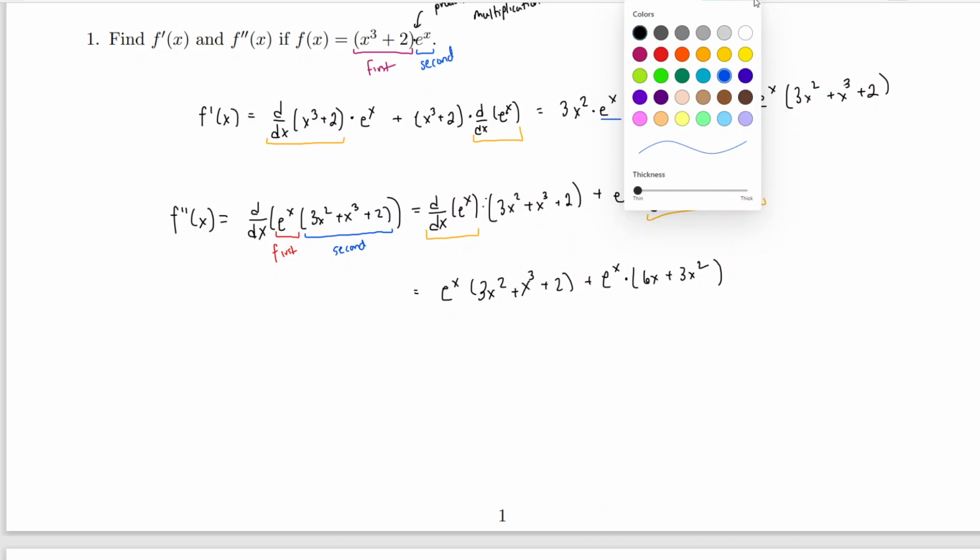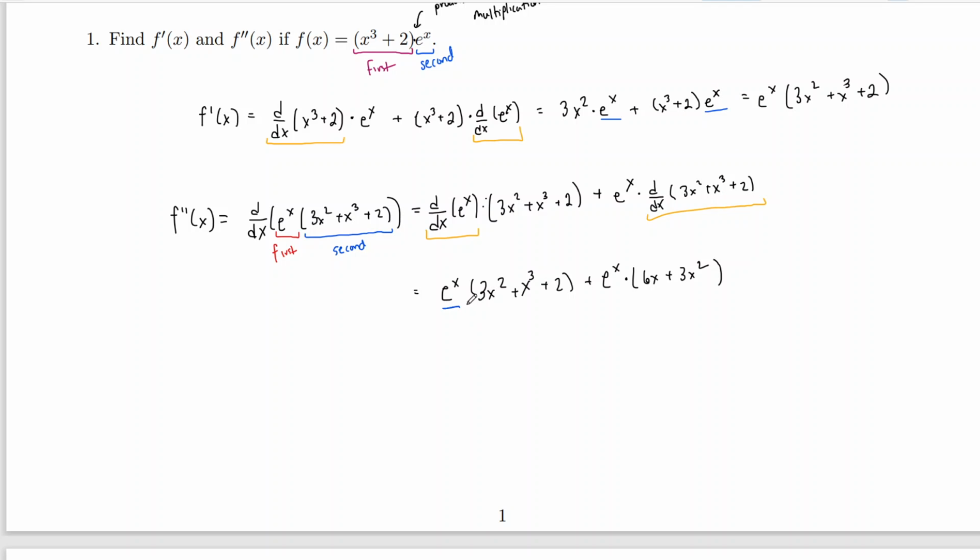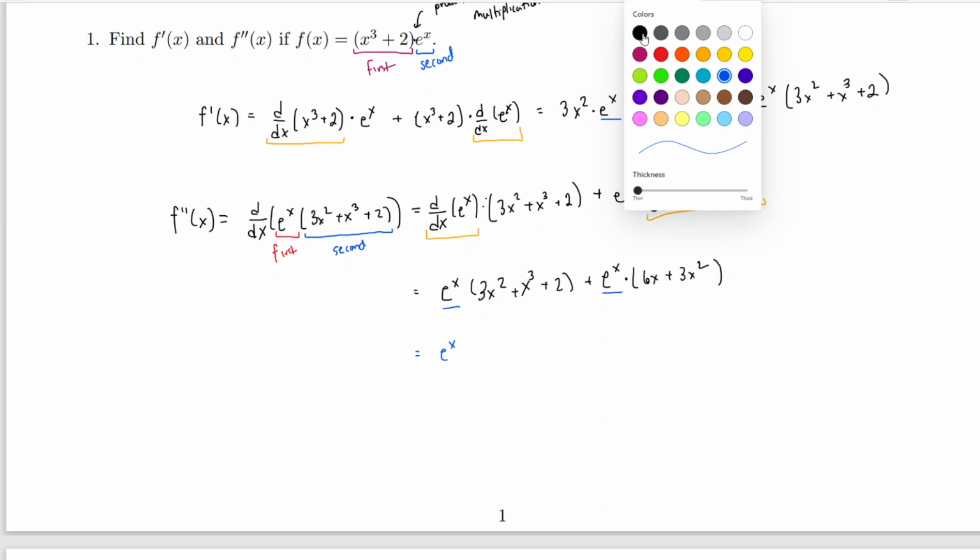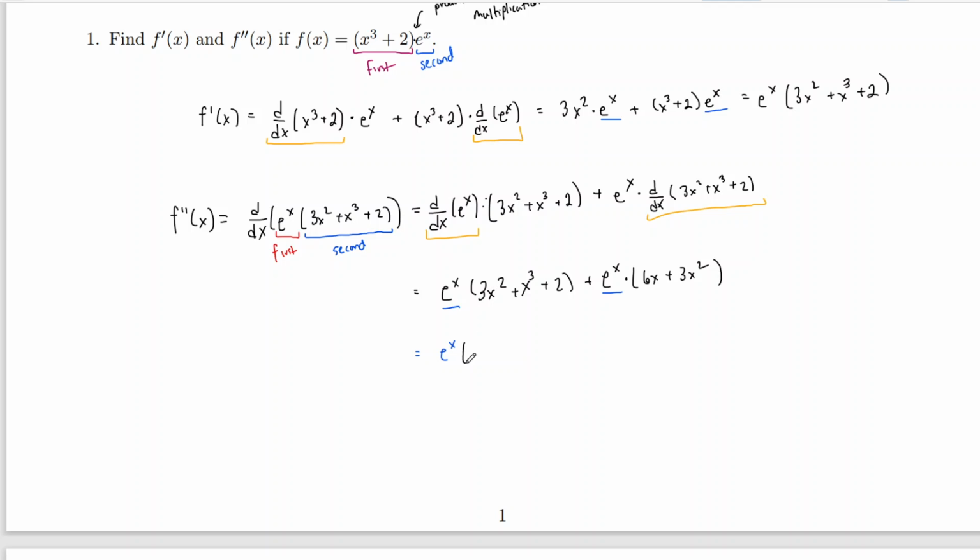But once again, we have an e to the x in common. And if you did more and more derivatives with this, because the derivative of e to the x is just itself, you're going to always factor out an e to the x at the end if you kept doing more derivatives of this thing. Right, but when we factor out the e to the x, what are we left with? We have 3x squared plus x cubed plus 2 from the first. And then the second part, since the e to the x is gone, we don't have any number outside. We can just add it and drop the parentheses: 6x plus 3x squared.